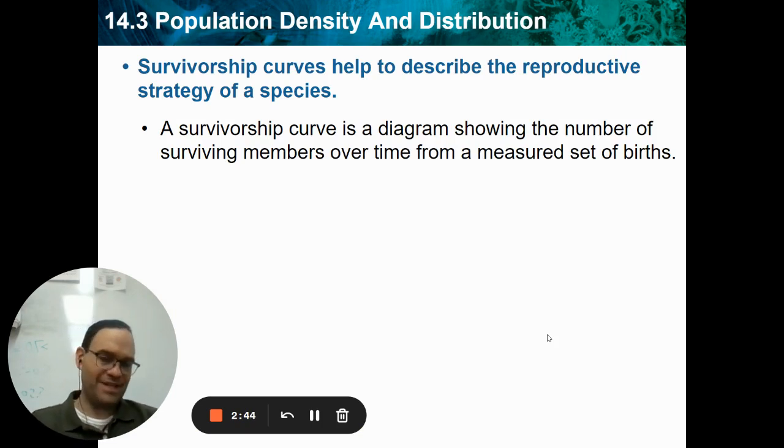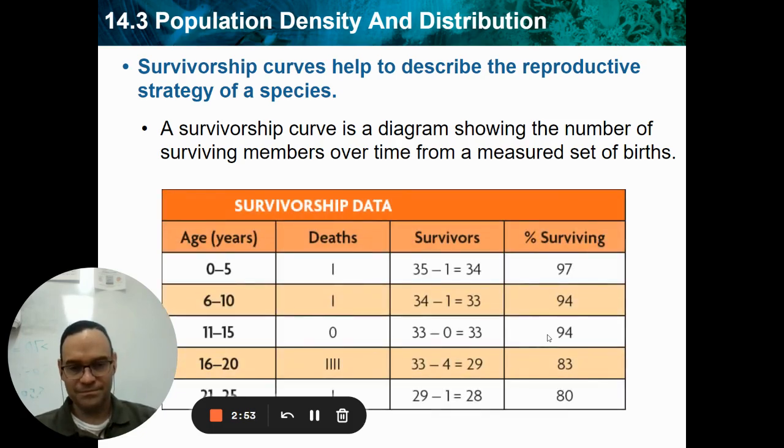Survivorship curve is this idea of how many organisms are surviving, or the number of surviving members over time. And you would do it from birth. So from 0 to 5 years, you have a 97% survival rate. And you would go all the way. This one seems to hit 21 to 25, and it goes to 80%.